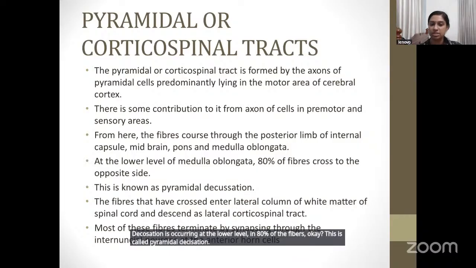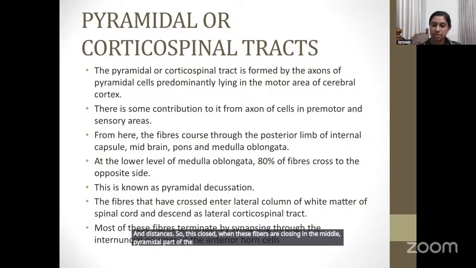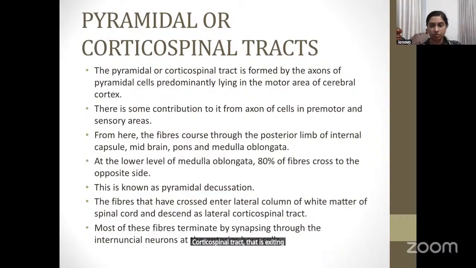And these fibers that have crossed enter the lateral column of the white matter of the spinal cord and descend. When these fibers are crossing at the pyramidal part of the medulla oblongata, they are descending as the lateral corticospinal tract. When this crossing occurs at a much lower level, then they are called the anterior corticospinal tract, because they are exiting via the anterior column of the spinal cord, and the lateral corticospinal tract is exiting via the lateral portion of the white matter of the spinal cord.